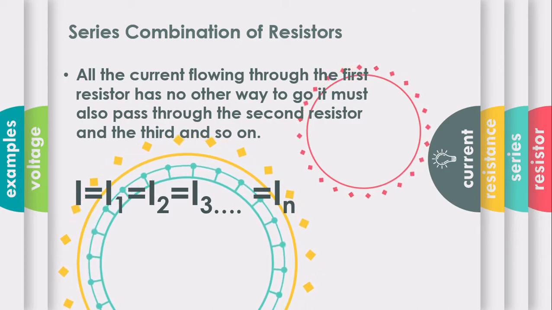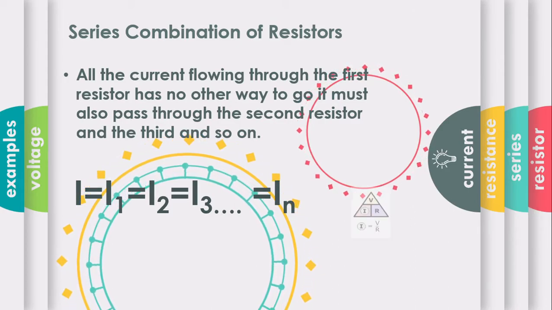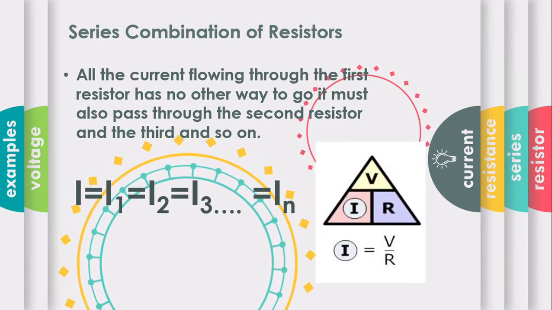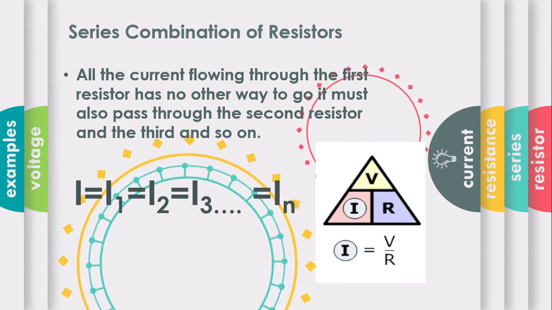So, for finding the current of a series connection, here is the formula from Ohm's law. Current, which is represented as the letter I, is equal to the voltage divided by the resistance.